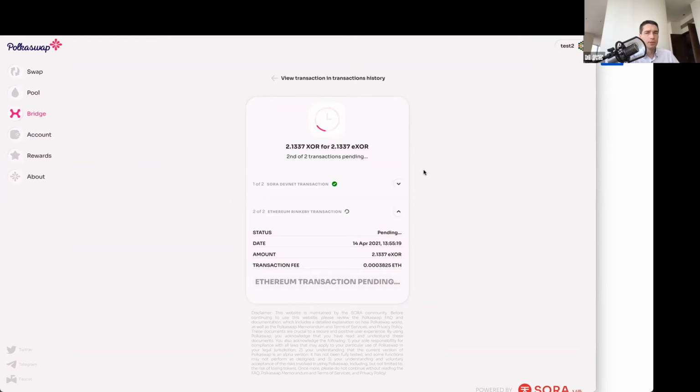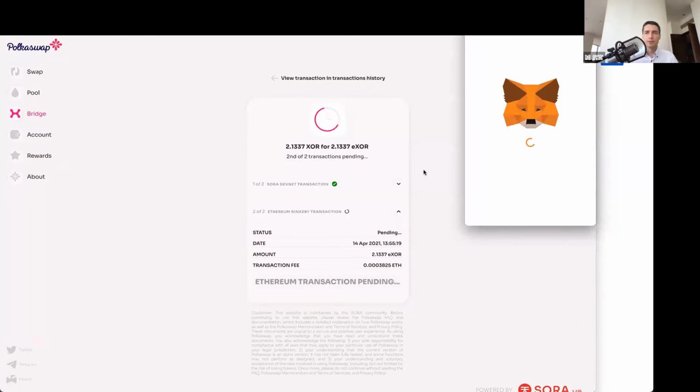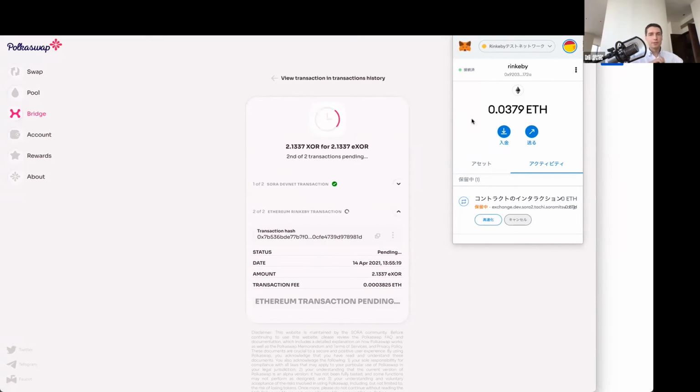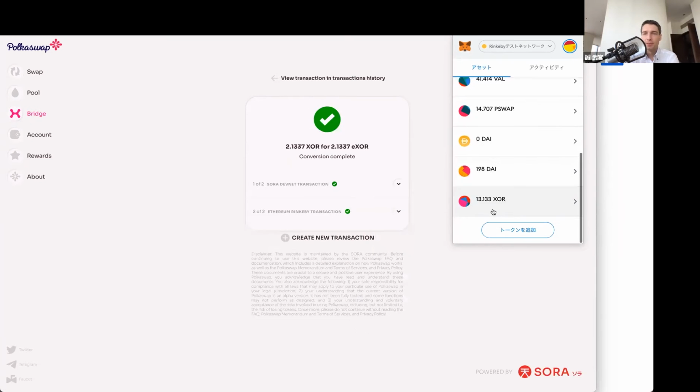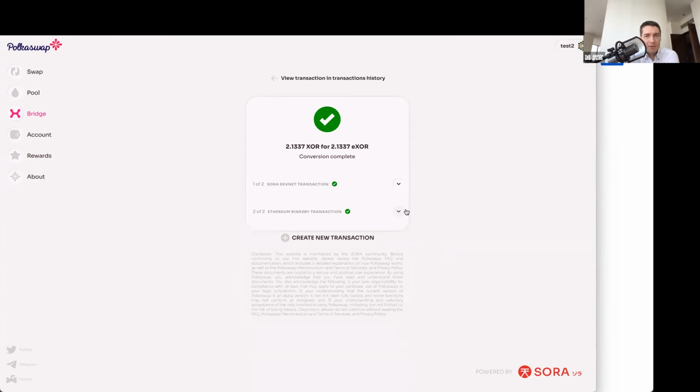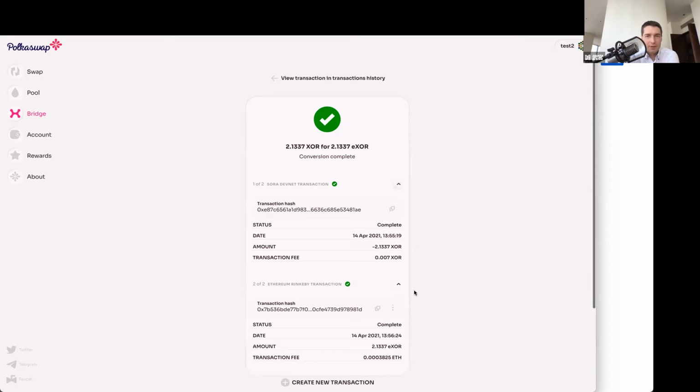So it waits for GRANDPA finality, so after 3 blocks, and then just hit sign here, and then the Rinkeby network is processing my transaction, and it should be about 10 seconds or so. Good old Ethereum. There we go. See, it's finalized now. So if I go down here, you should see it's actually 13.1337. Anyway, it's okay. So it works. That's how the bridge works.